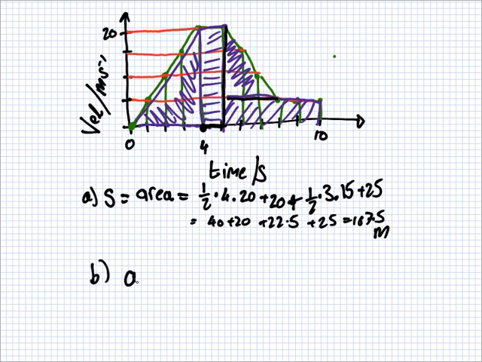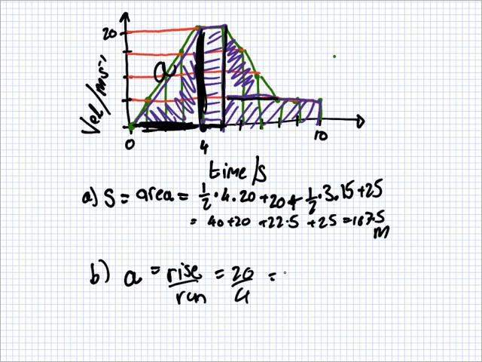B, the acceleration. Well, you can do acceleration as rise over run. So you can do this divided by this to get the acceleration, the a here. So that would be 20 over 4, which is 5. Have you seen this in maths? Yeah. And then C, the deceleration, so the negative, would be 15 over 3. Oh, that's also 5, isn't it? Yeah. So that's 5 as well.